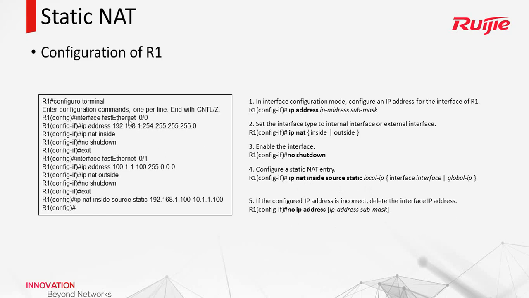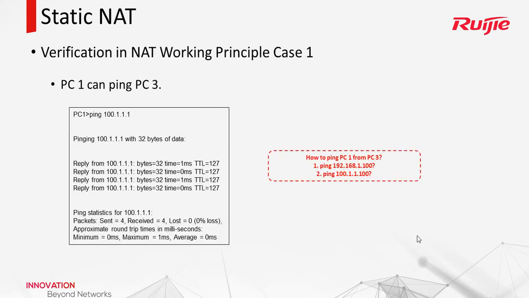Okay, here F0/0 is the inside interface. We use ip nat inside. F0/1 is the outside interface. We use ip nat outside. Then we use ip nat inside source static. Pay attention, static. Then the source IP address and the public IP address for the 1-to-1 translation. We can try to ping it and find it succeeds.